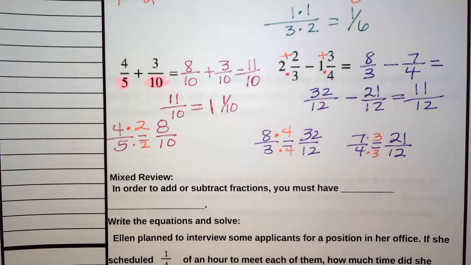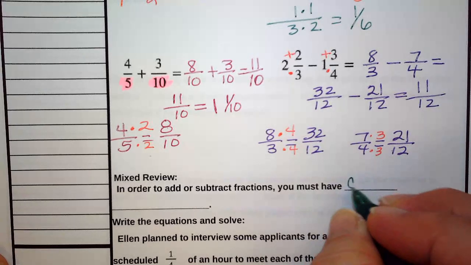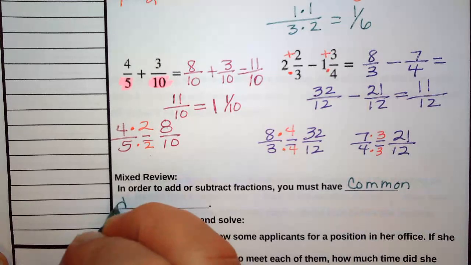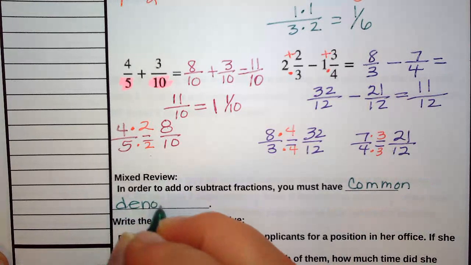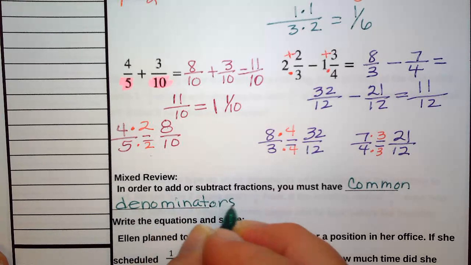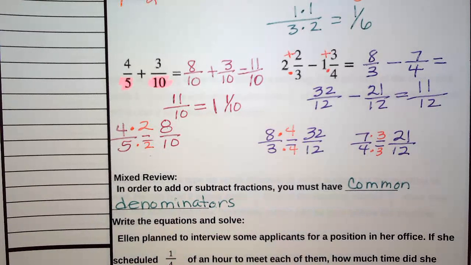For the next one, we're looking at a mixed review. In order to add or subtract fractions, you must have what? Common denominators. Okay, we've got word problems. Write the equation and solve.